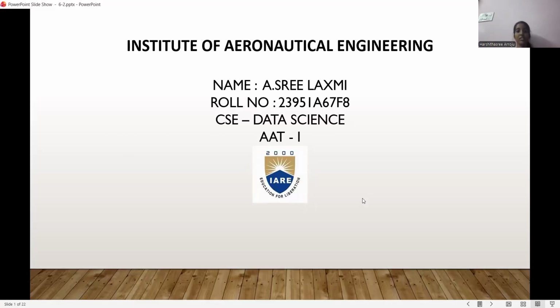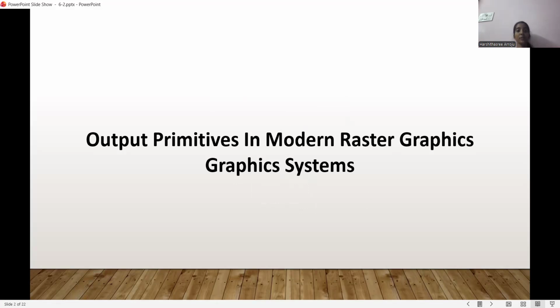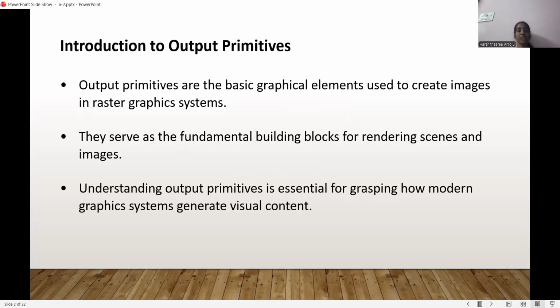My name is Srilakshmi. The topic is output primitives in modern raster graphics systems. Here is an introduction to output primitives.